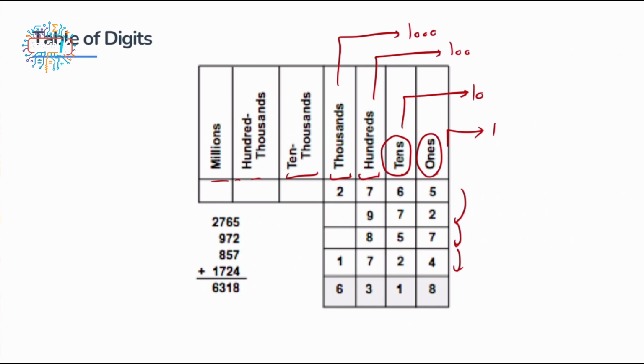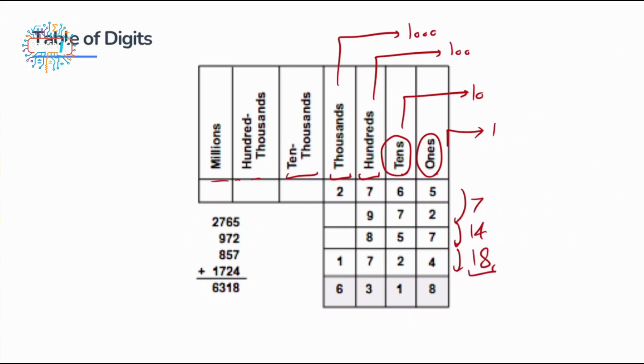Imagine that we have 4 numbers like this and we want to add them up. Let's see what should happen. I do have 5 plus 2 plus 7 plus 4. What would happen at this point? 5 plus 2 is 7. 7 plus 7 is equal to 14. 14 plus 4 is equal to 18.